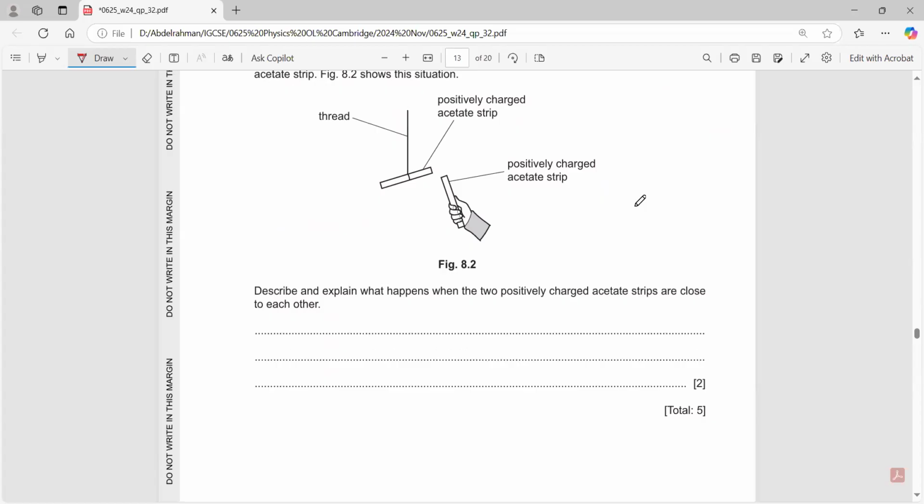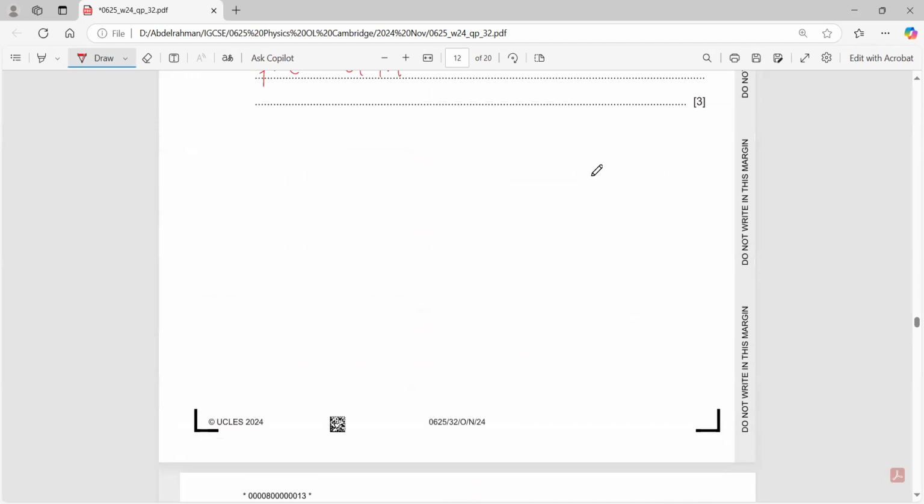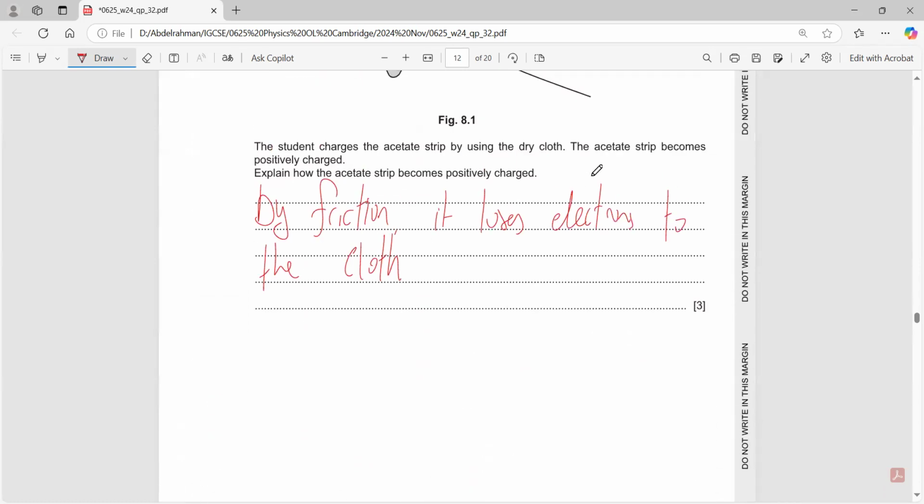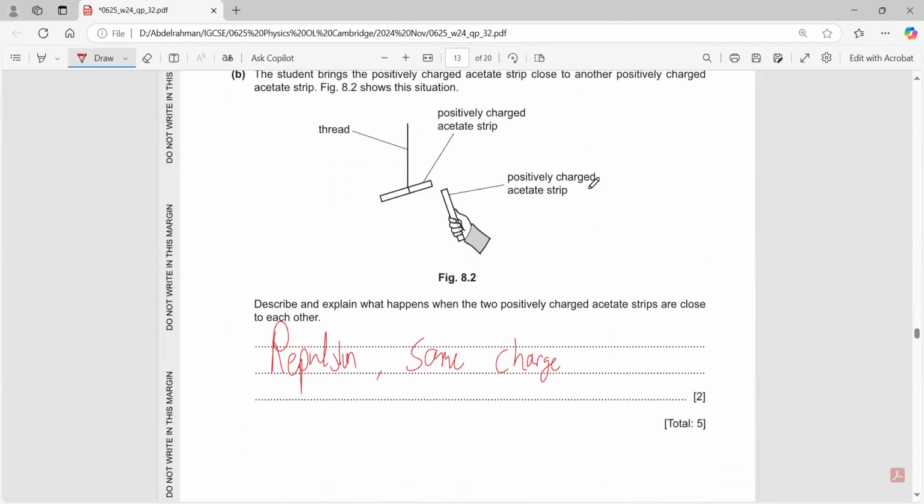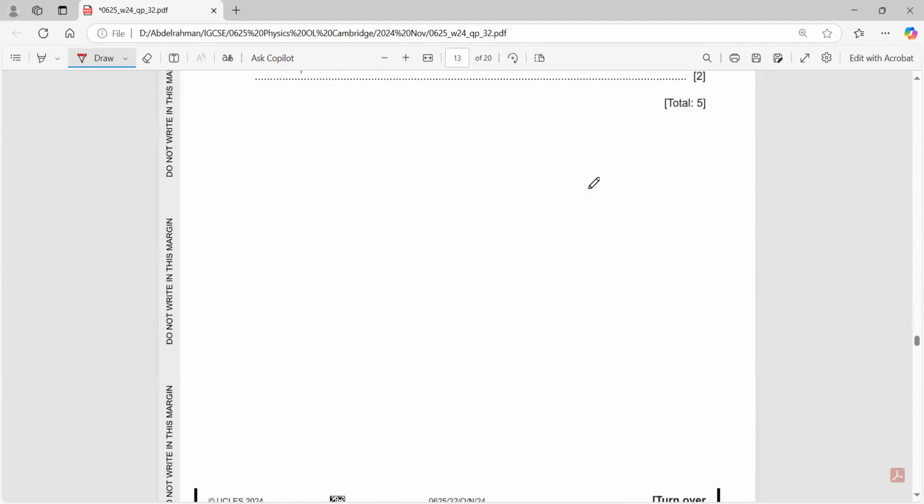Describe and explain what happens when the two positively charged strips are close to each other. What happens? This is repulsion. Why? Because they have the same charge. Same charges repel. What are the 3 marks for the last question? You had 3 marks: friction, 1 mark; loses electrons, second mark; to the cloth, third mark. And here, repulsion because they are the same charge.